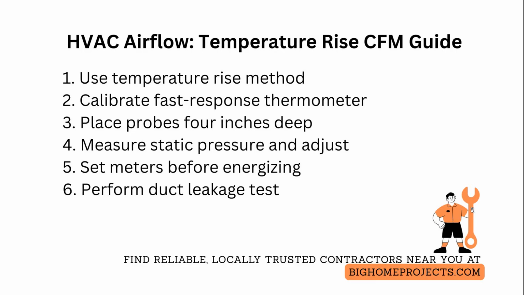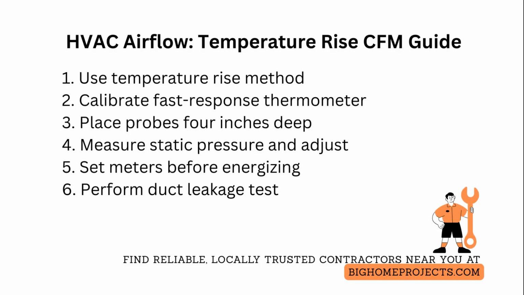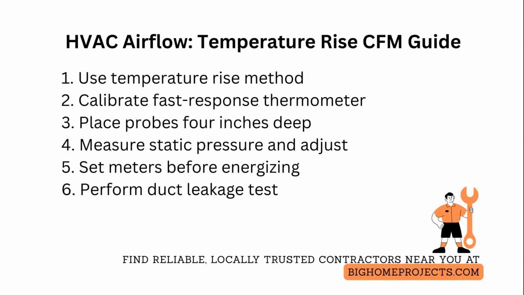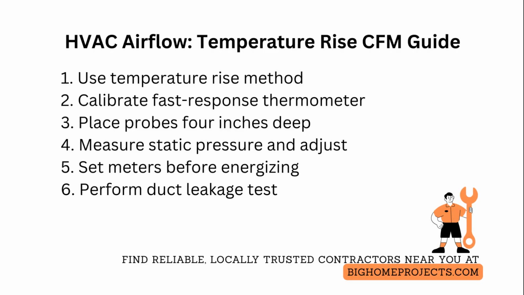Place them at least 4 inches into the duct and average readings across 3 points per grill to avoid local turbulence errors. For accurate delta T, measure static pressure and correct for system off-design conditions. If static pressure is above 0.4 of an inch of water column, adjust fan curves or note reduced CFM.